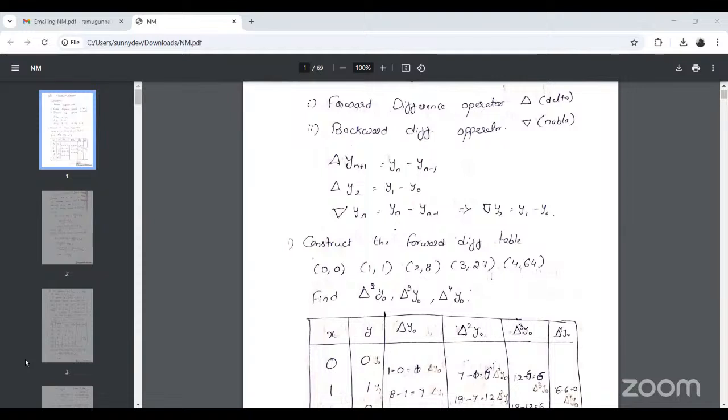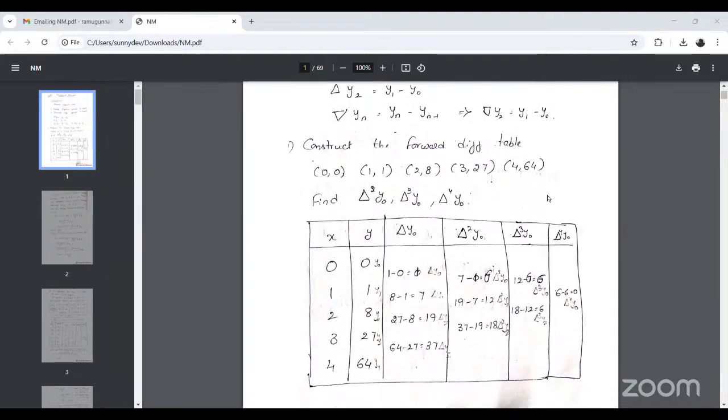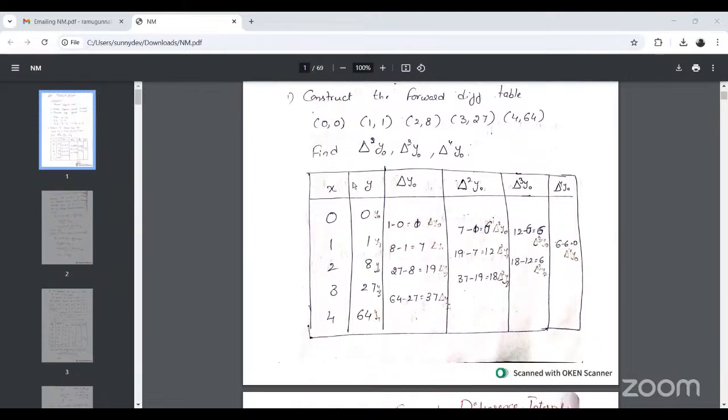So here they will ask in the examination to construct a forward difference table. They give 0, 0, 1, 1, 2, 8, 3, 27, 4, 64. So these are the x values, and these are the y values. So x0, y0, x1, then y is 1, x2, y is 8, x is 3, y is 27, and x is 4, and y is 64.